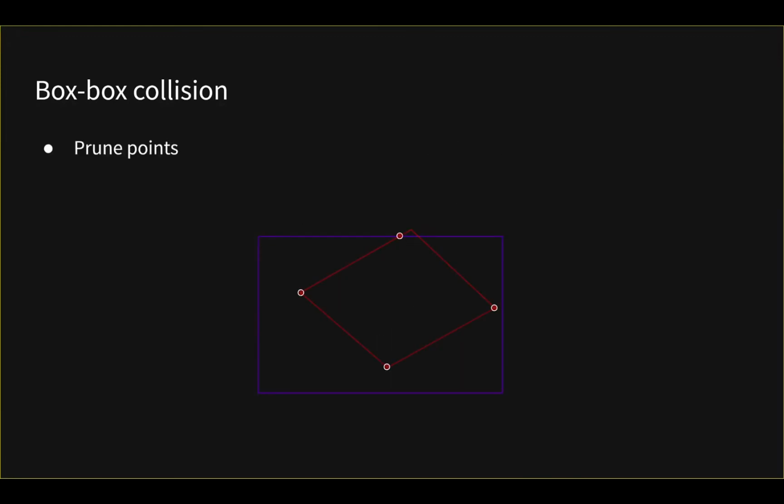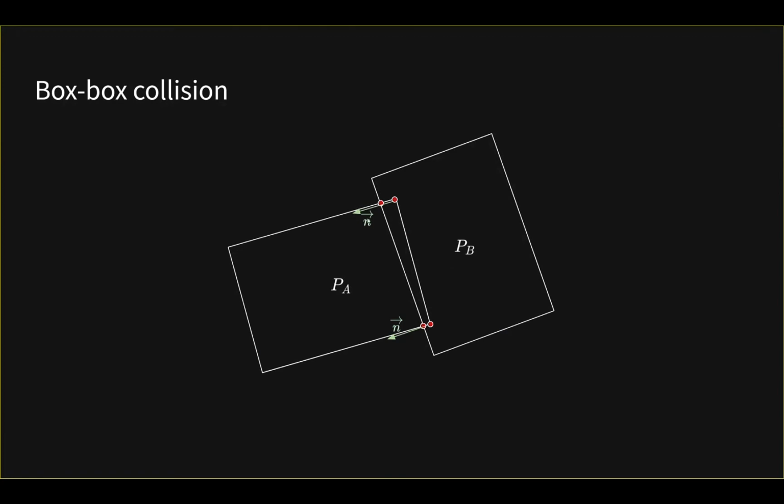And once we have that, we can find the contact points, and the normals of these contact points will always be the same. And that's how box-box collision works, basically.